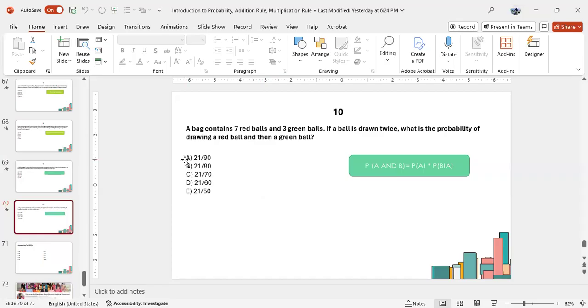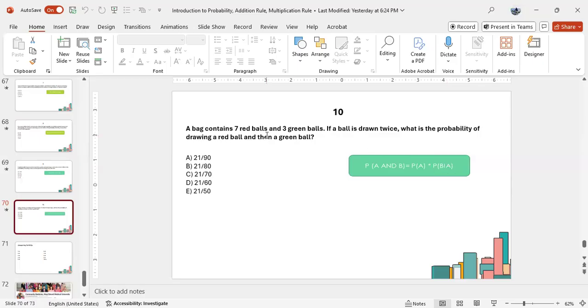The correct answer would be alpha, 21 by 90. Why? Because the bag contains 7 red balls and 3 green balls. First of all, we have to find the probability of having a red ball. Probability of A would be probability of red ball. What is the total number of red balls? 7. So probability of red is equal to 7 by total number of balls, 10. 7 by 10. Here we'll have 7 by 10 and we have to multiply this by conditional probability.